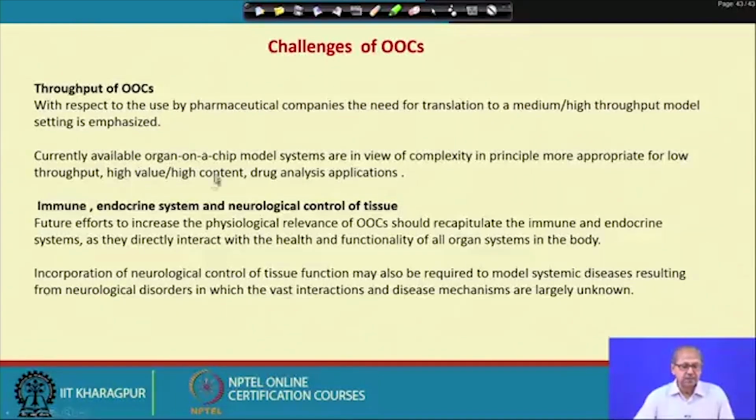So, high throughput organ on chips should be developed, and last of all, so far there are no organ on chips where the immune system, endocrine system and neurological systems are integrated, because we know that every organ has high level neurological control. So, that type of integration is necessary to mimic the real organ, which will mimic the in vivo physiology or in vivo system.